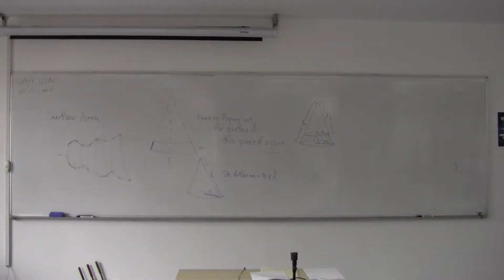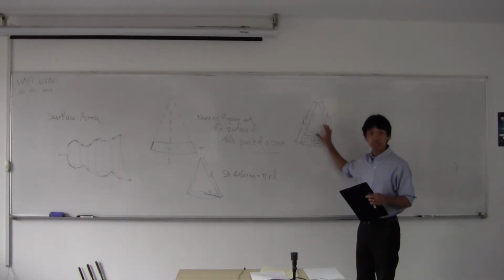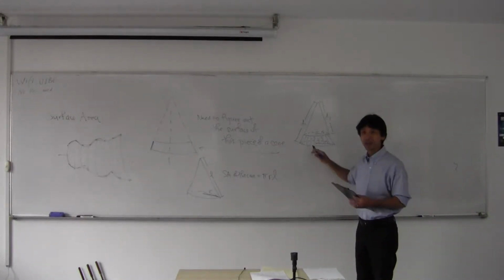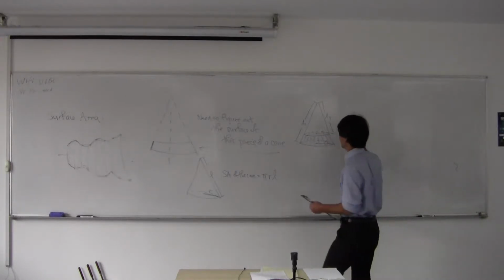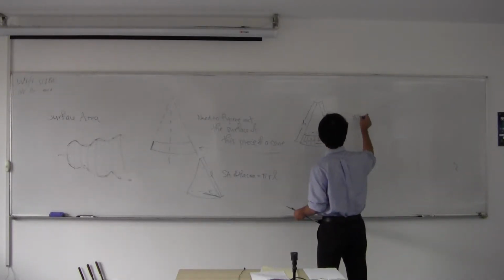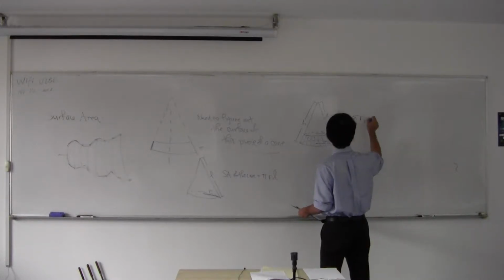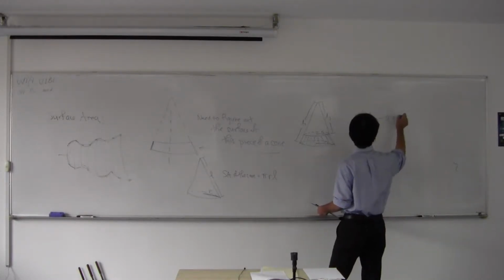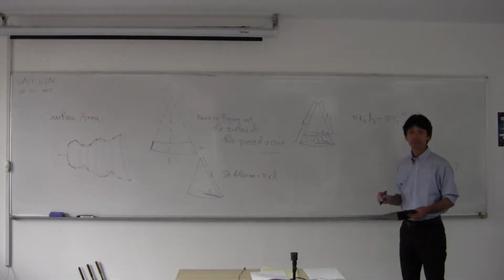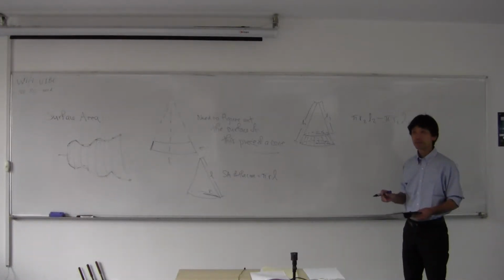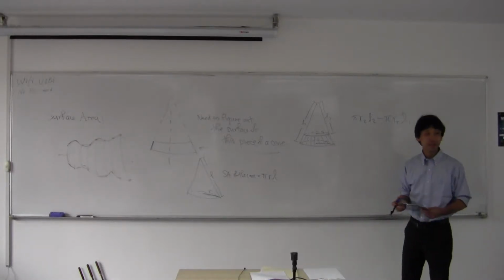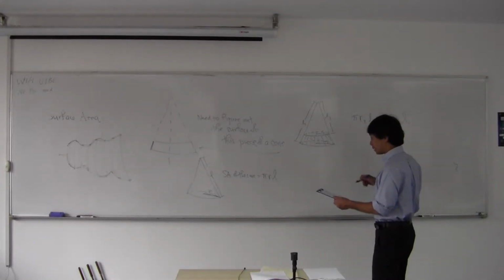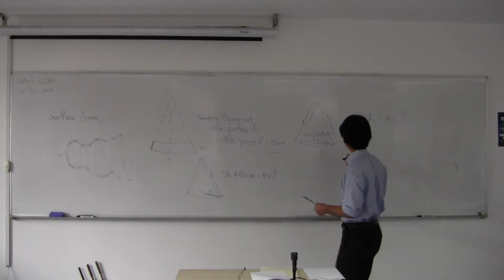Right, and you just subtract, right? You subtract the small cone from the big cone. You just take the surface area of the big cone and then subtract off the surface area of the small cone, and you get the surface area of this piece here, right? So you get pi R2 L2 minus pi R1 L1, right? That's easy.